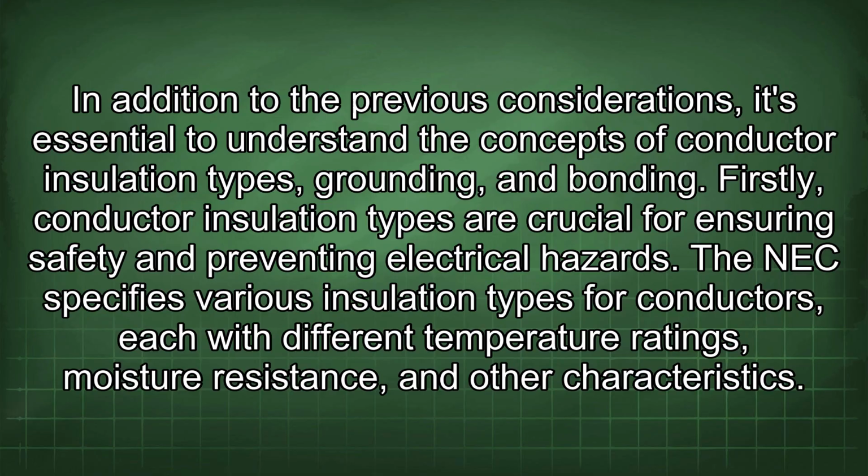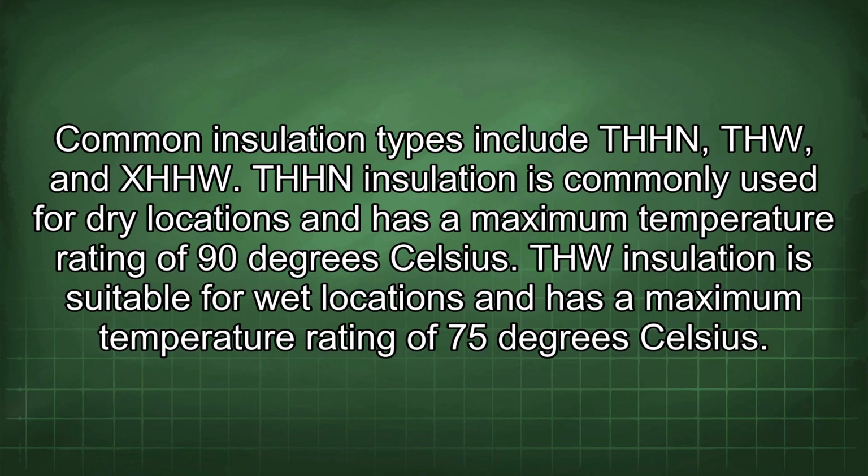In addition to the previous considerations, it's essential to understand the concepts of conductor insulation types, grounding, and bonding. Firstly, conductor insulation types are crucial for ensuring safety and preventing electrical hazards. The NEC specifies various insulation types for conductors, each with different temperature ratings, moisture resistance, and other characteristics. Common insulation types include THHN, THW, and XHHW.